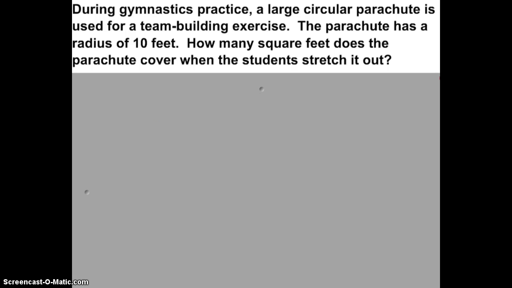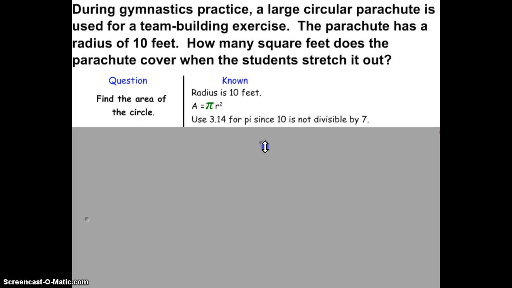So as we read through our problem, we see that a gymnastics practice has a large circular parachute used for team building exercise. The parachute has a radius of 10 feet. How many square feet does the parachute cover when the students stretch it out? We want to start off identifying the question that's being asked and the things that we know. We want to know the area, so that is our question. We know the radius is 10. We know that our formula for area is pi r squared. We're going to use 3.14 for pi, since 10 is not divisible by 7.